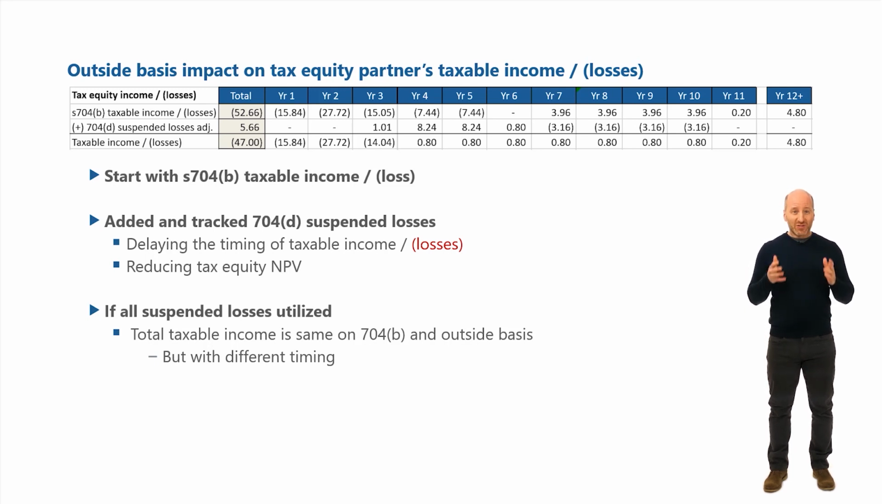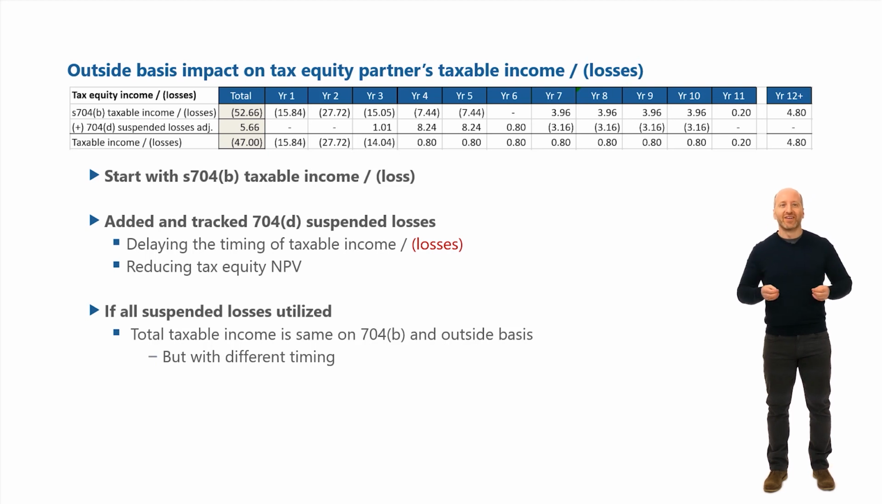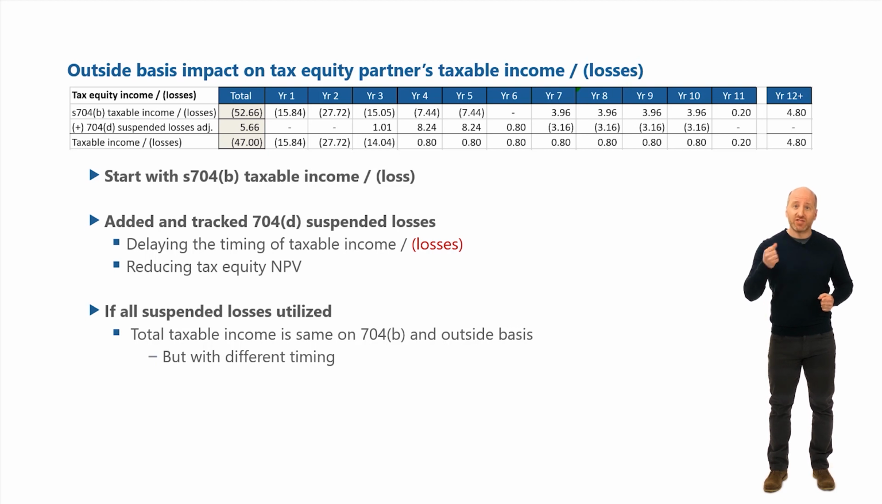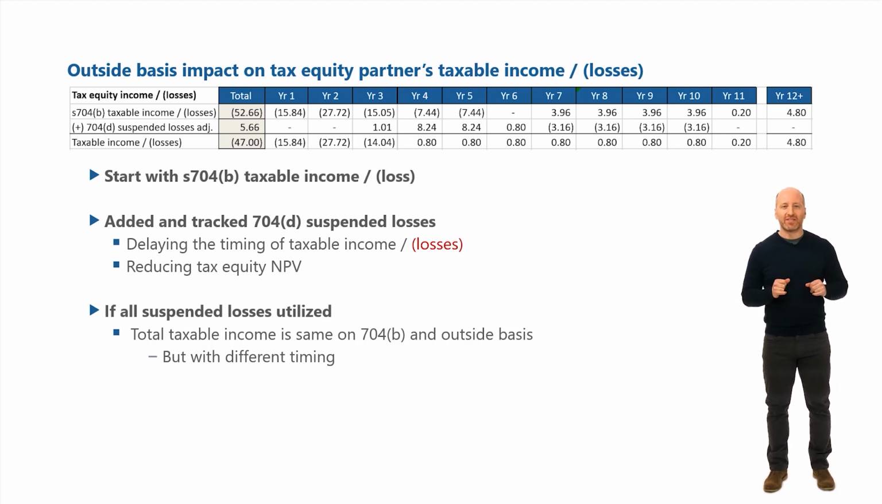All of this, of course, is assuming that all of our suspended losses can ultimately be consumed, meaning that the total taxable income or loss between the Section 704B and the outside basis would be equal, albeit with different timing because of the way suspended losses push that out. And that's the goal of financial structuring.